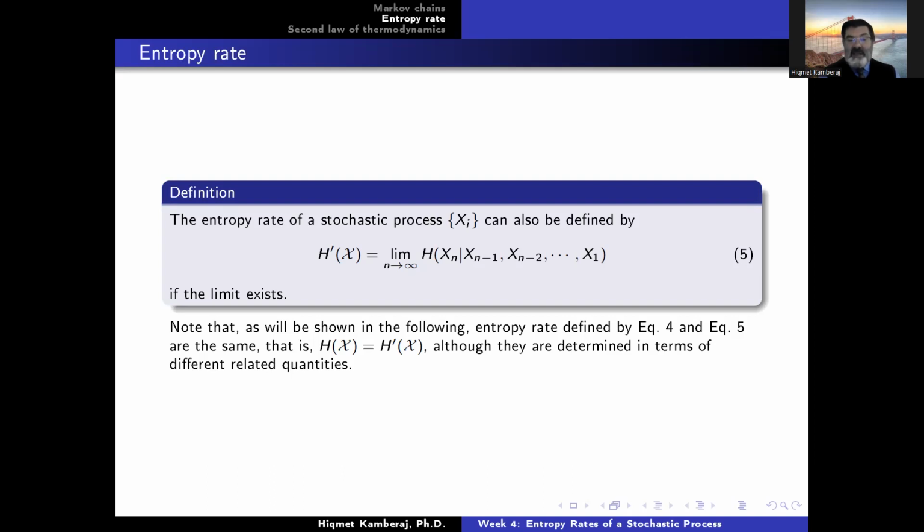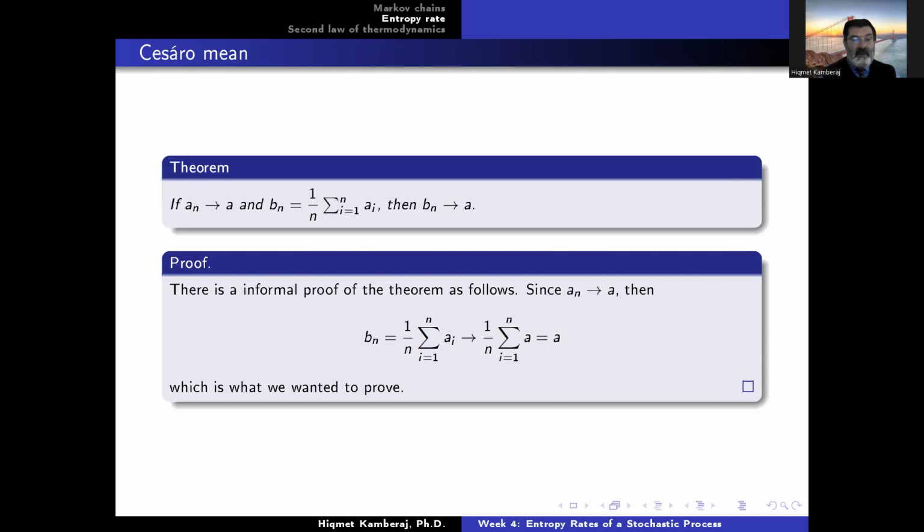So this means that H of chi is actually equal to H prime of chi, although they are determined in terms of different quantities. Now, before we go on to prove that these two definitions are identical, we are going to give some preliminary results. First, the Cesaro mean.